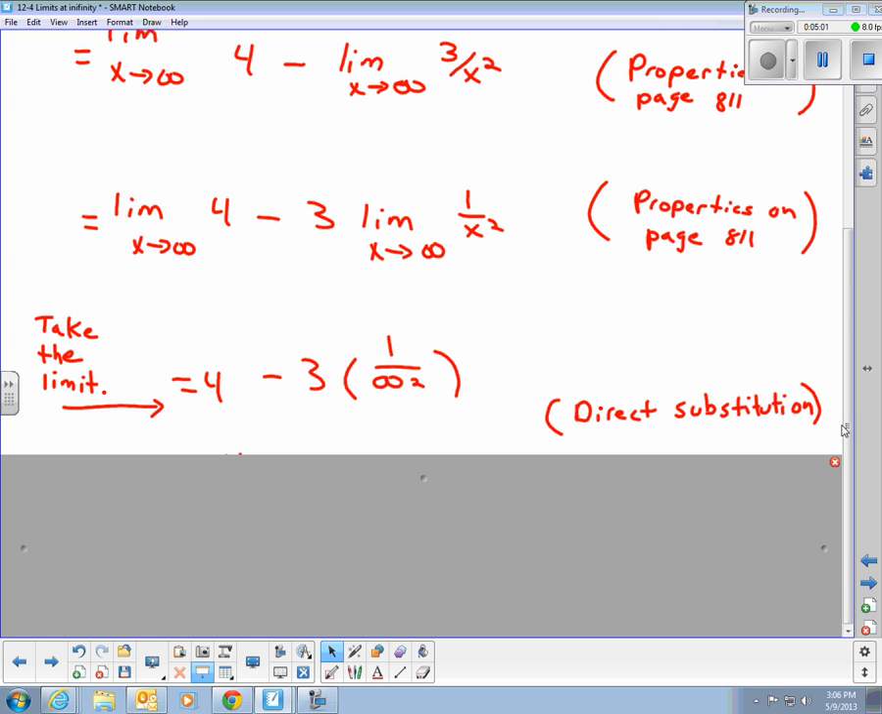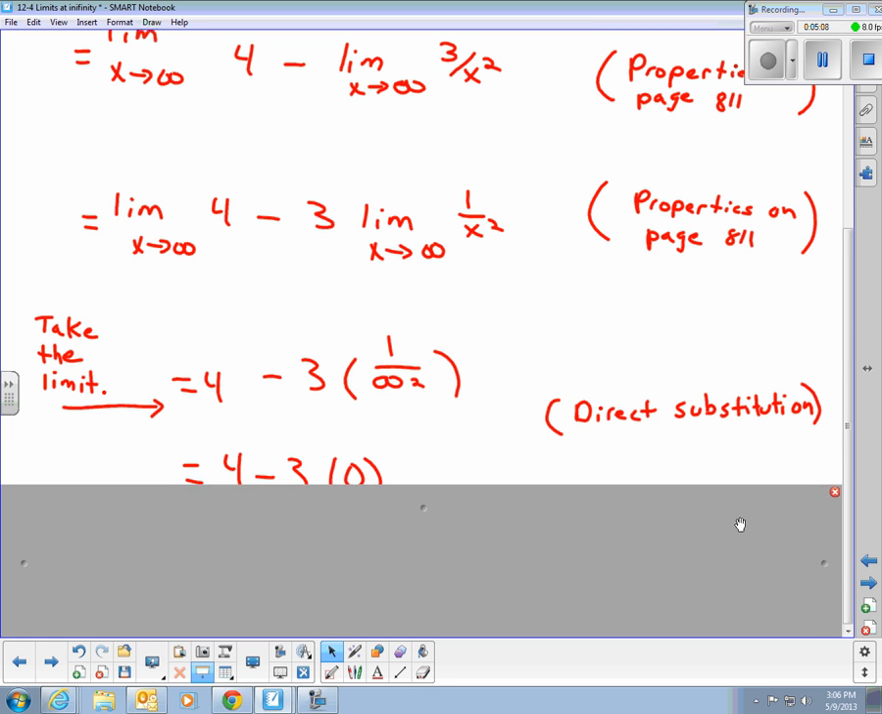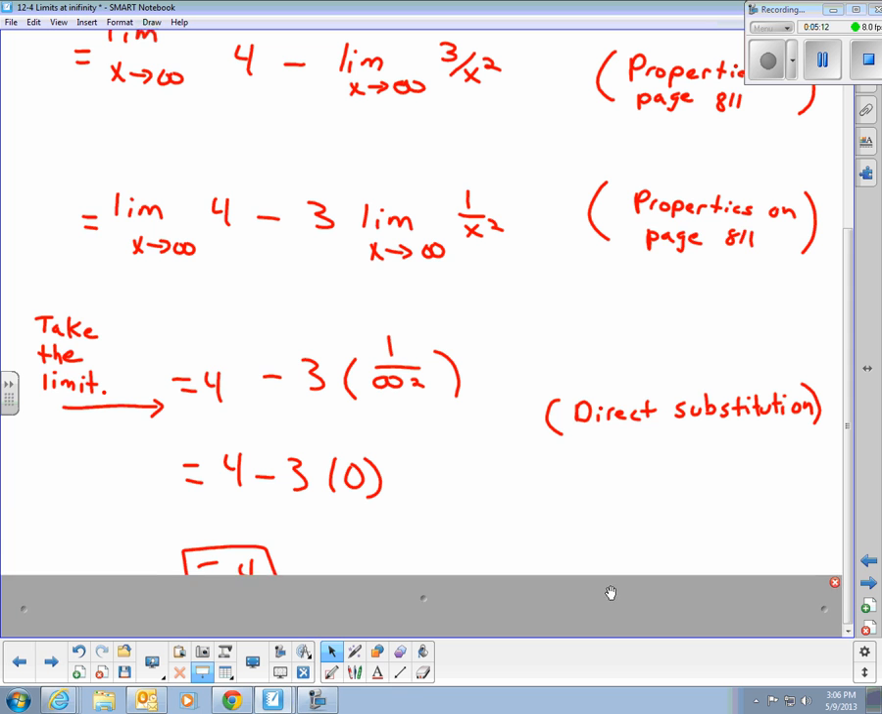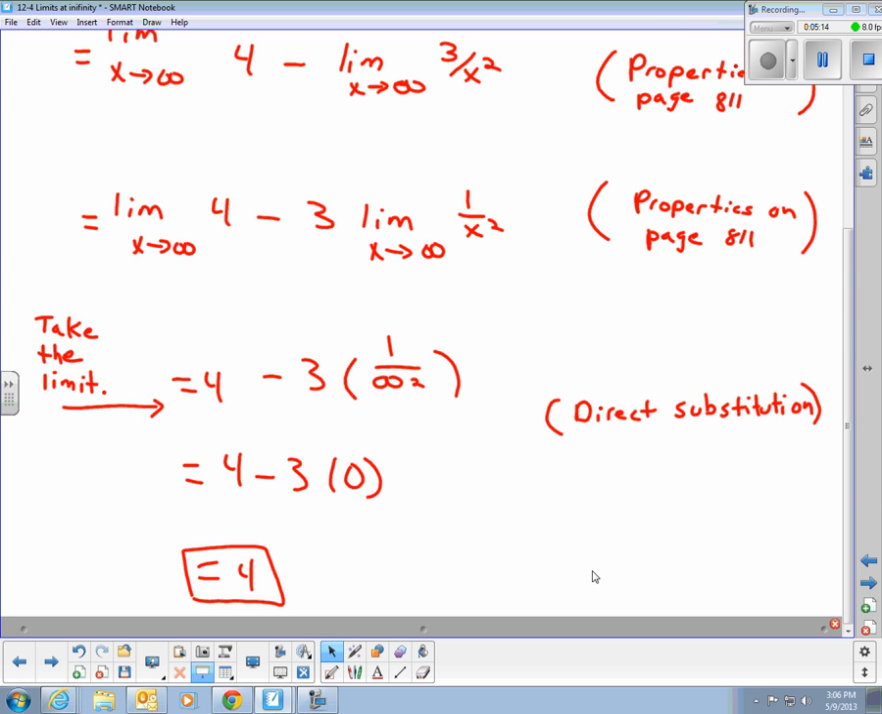Now, squaring infinity is still just infinity. However, since it's in the denominator, that 1 over infinity becomes 0. And using order of operations, we can say that our limit as x approaches infinity of this expression is simply just 4.